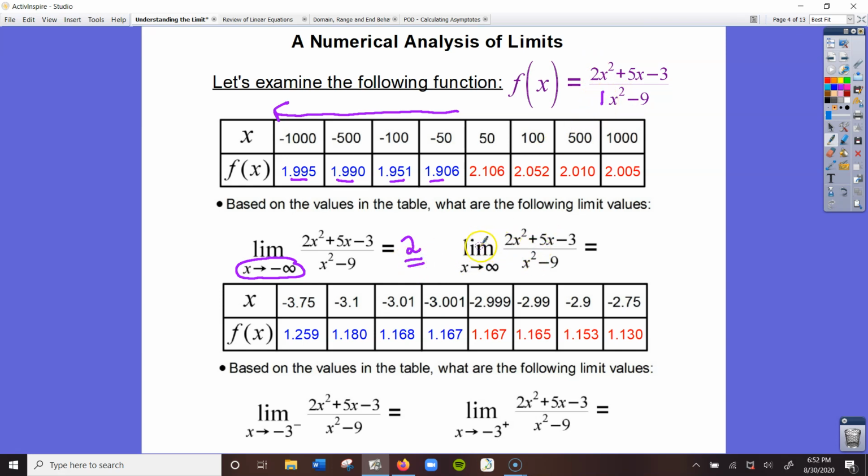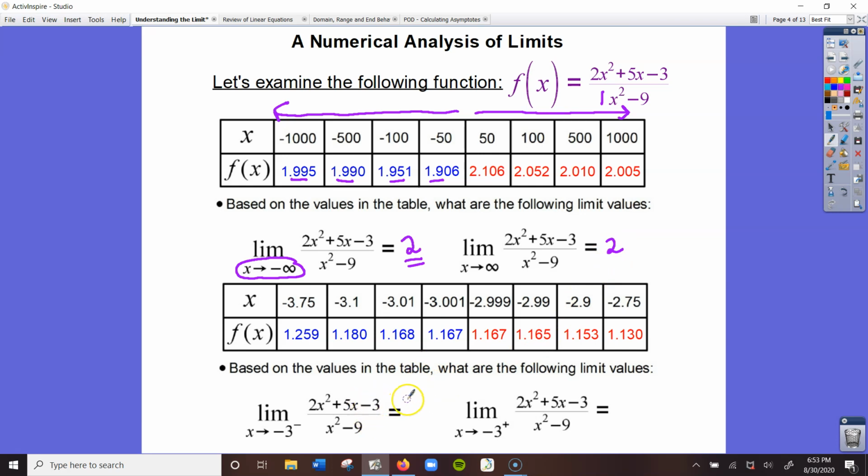The same would be true as the limit as x is approaching positive infinity. That means that we're going to look towards the right side of the chart here. We see that those x values are increasing at an increasing rate going towards positive infinity. And we also notice that those values are slowly decreasing but leveling out at 2. So our limit here as x is approaching infinity of f of x is also 2.